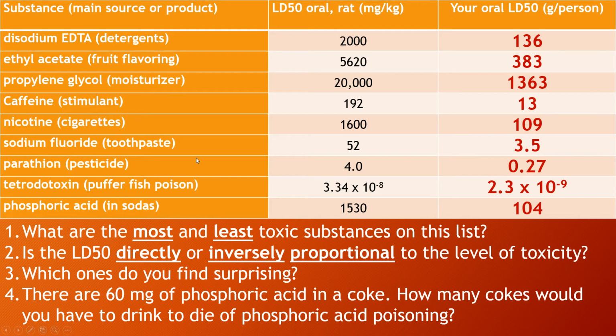So here are examples. Which are the most and least toxic substances? This is a teeny tiny little number. So the pufferfish poison, tetrodotoxin, is really, really, really lethal, versus a moisturizer, where you'd have to take a whole lot of it in order to kill yourself on some lotion. Technically possible, but really hard.